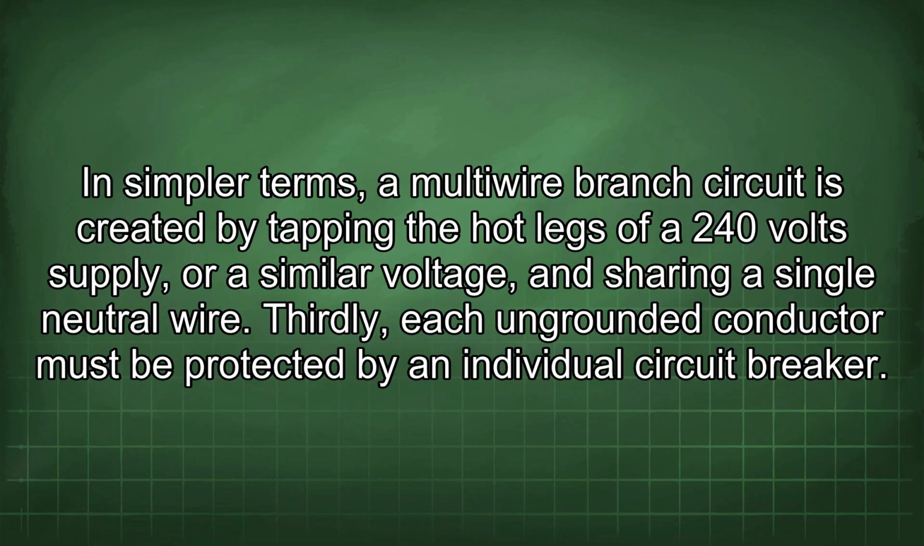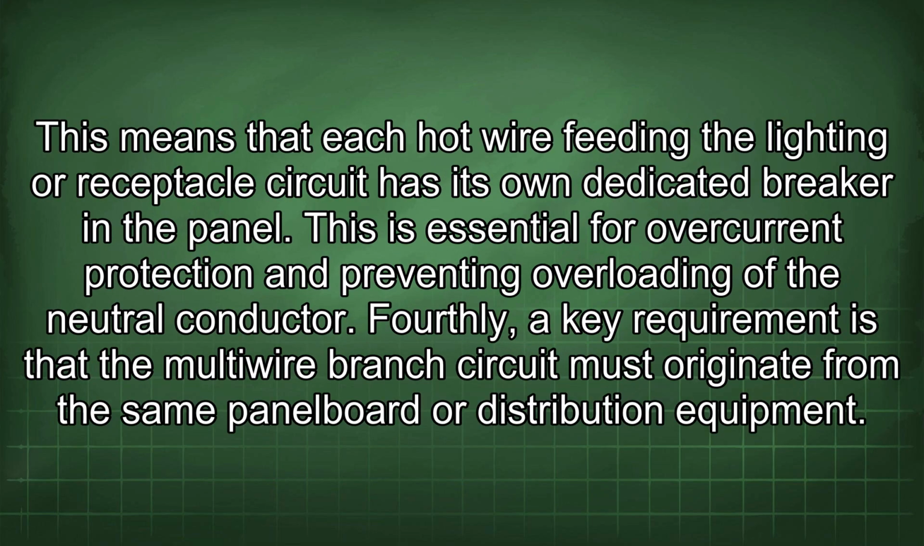Thirdly, each ungrounded conductor must be protected by an individual circuit breaker. This means that each hot wire feeding the lighting or receptacle circuit has its own dedicated breaker in the panel. This is essential for overcurrent protection and preventing overloading of the neutral conductor.